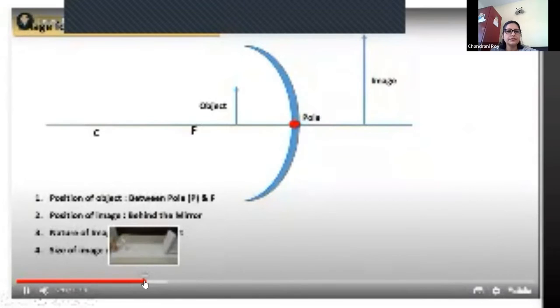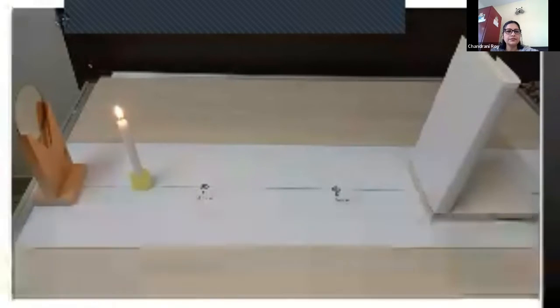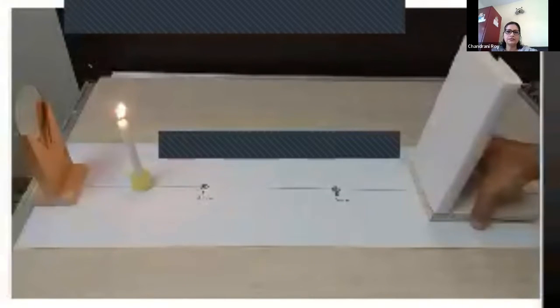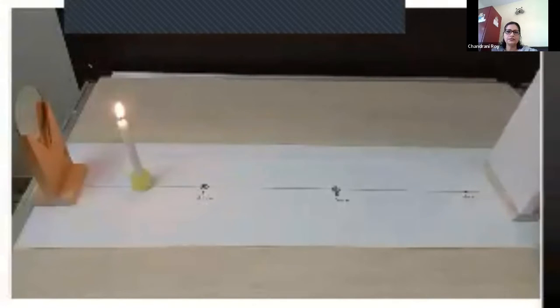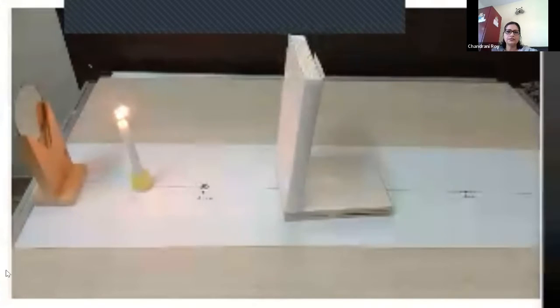The first case, the object is placed between the pole of the mirror and the focus. In this situation, we know that the image is going to be formed behind the mirror. It will be virtual, erect, and it will not be obtained on the screen. So even if I move the screen backward and forward, the image is not obtained on the screen.